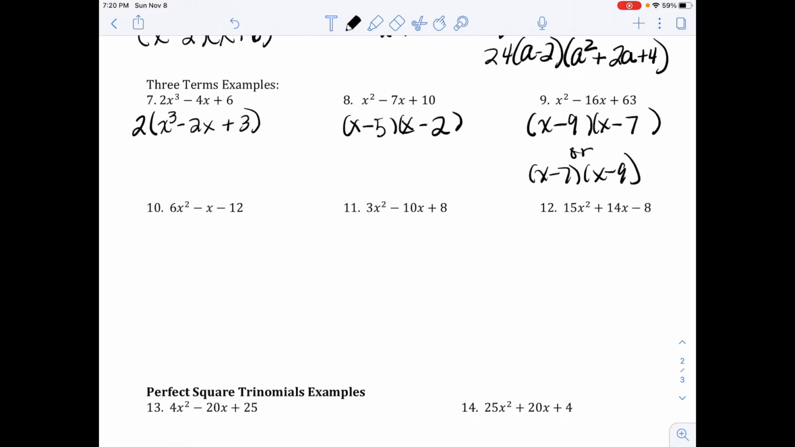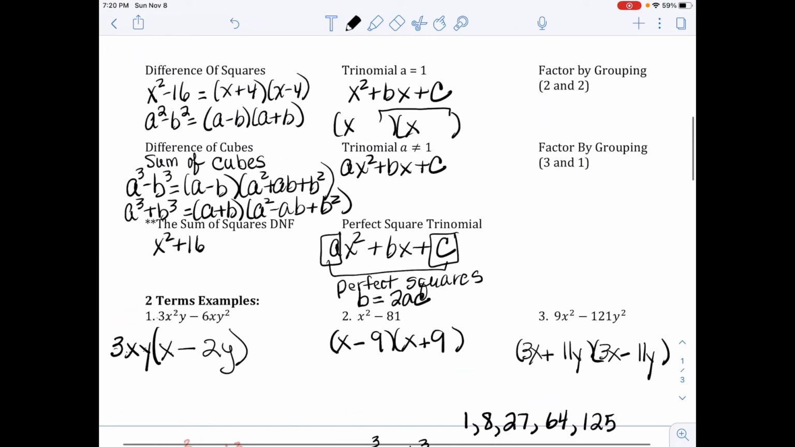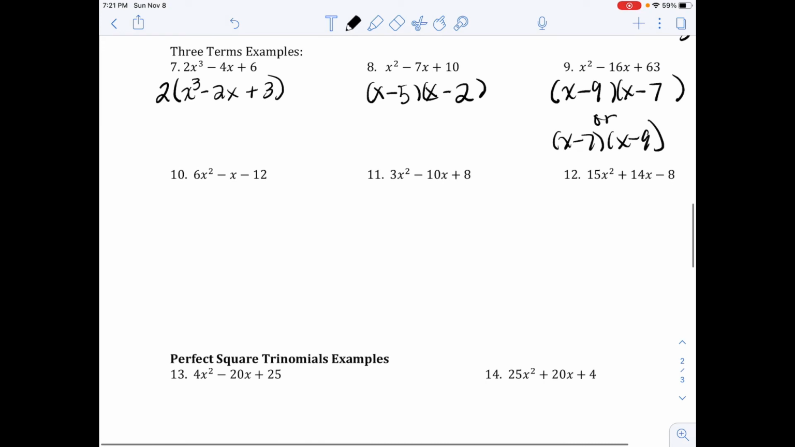Okay, what to do when a is not 1? So you see in number 10, number 11, and number 12, we have trinomials where a is not 1. That's this one up here, right? I'm going to show you the method that I prefer. First of all, you can always do trial and error, all right? You can always do trial and error. Trial and error looks like this.